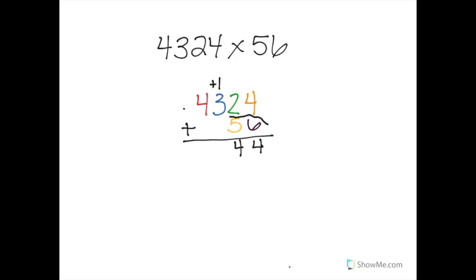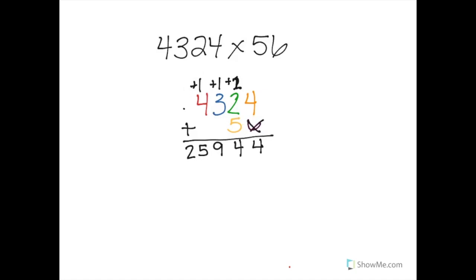Now we're going to do 6 times 3, which is 18, and add that 1, which is 19, and carry that next 10 over to the next place value. Now we're going to do 6 times 4, which is 24. Add the 1 right here, which is 25. And now we're done with all of the ones place with the 6.